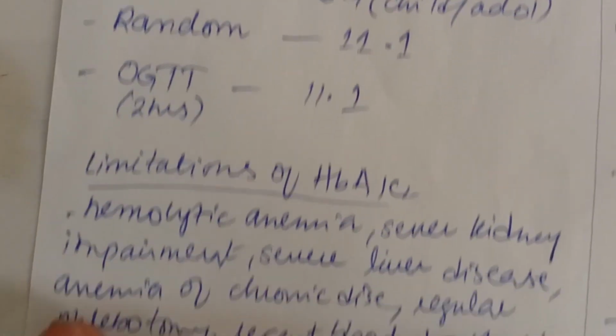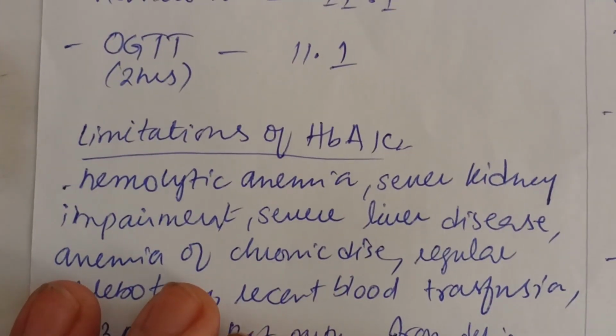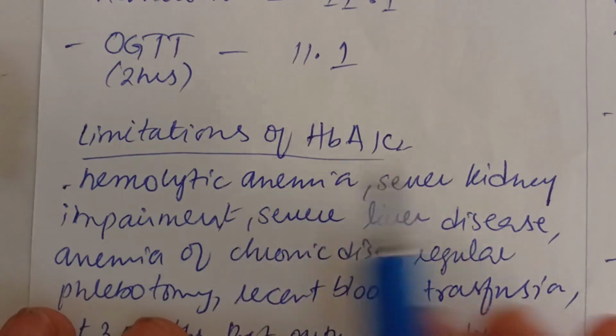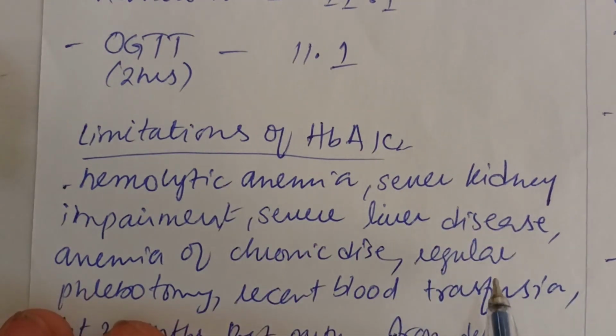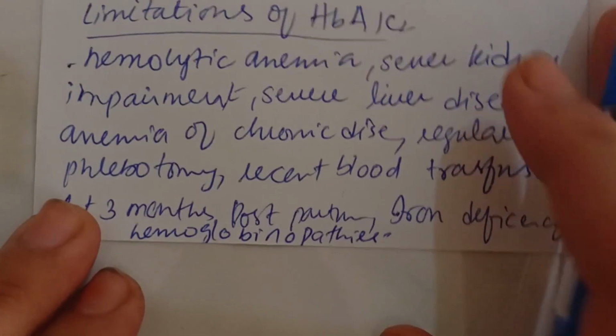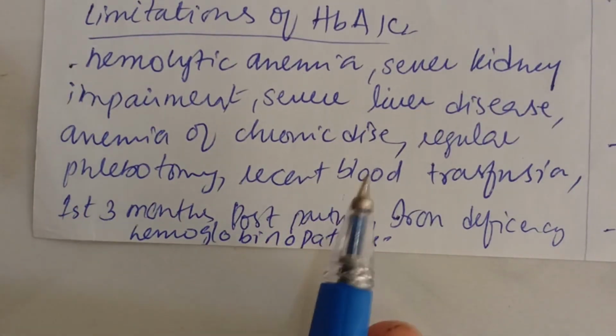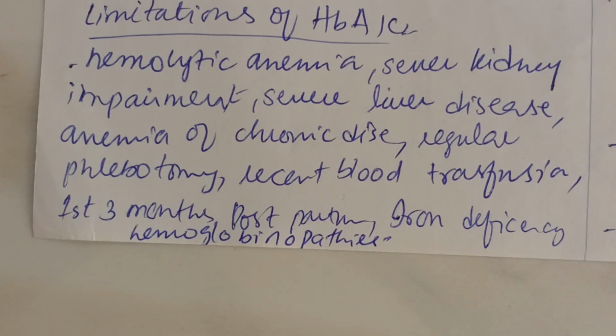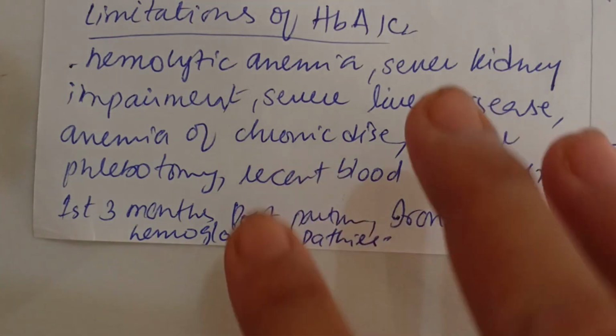There are some limitations for HbA1c when we are dealing with cases of hemolytic anemia, severe kidney impairment, severe liver disease, anemia of chronic disease, regular phlebotomy, recent blood transfusion, the first 3 months postpartum, iron deficiency, and hemoglobinopathies. So HbA1c cannot show the true results, and it can show altered results. So HbA1c has limitations in these conditions.